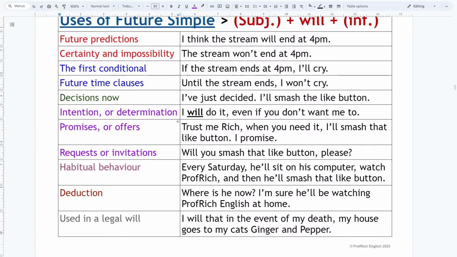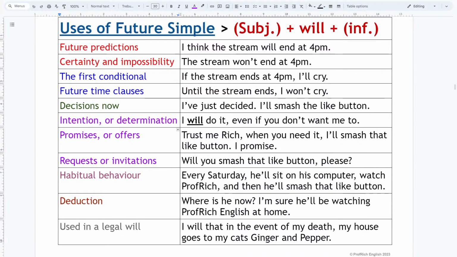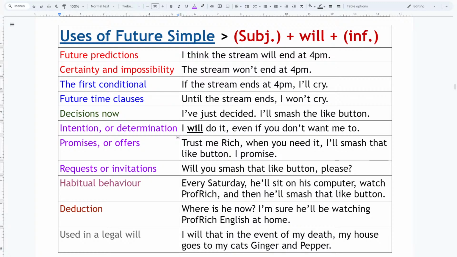So hello, everyone who's on the internet now and watching this video and clicking on this bit. So these are all the uses of the future simple matched to the examples. Just go through those and ensure that you had the correct answers. You can see the form at the top: subject plus will plus infinitive.